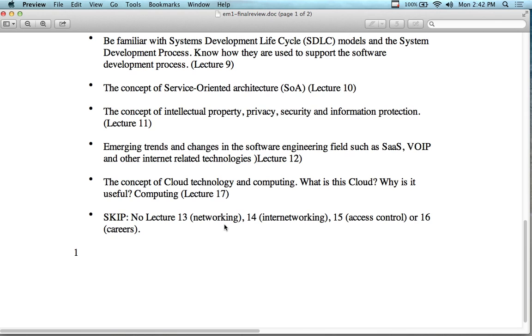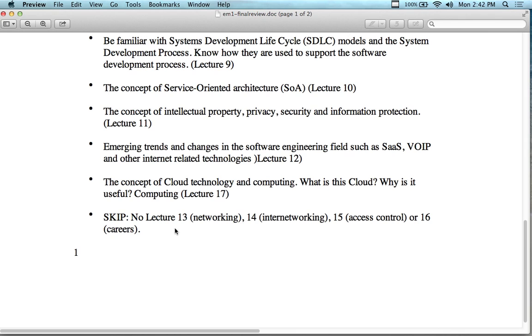TCP/IP, internetworking, which is what 14 is about, or networking concepts, which is lecture 13. Access control and security, lecture 15, is not such a good topic for business people. Engineers really love it, but it's not relevant. Take a client server in the internet course, or computer networks, if you're interested in networking. I figured it was a little bit beyond the scope of this course. I included the lectures just in case there was an interest, but we're not covering that.